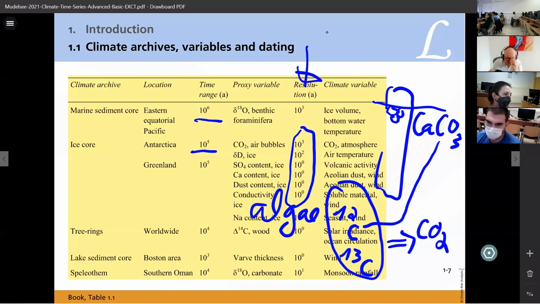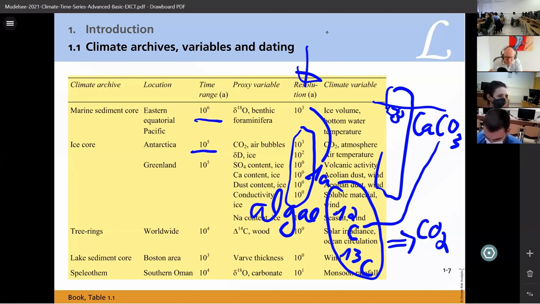Depending a bit on what machine you have and what variable you measure, you can have resolutions up to 1 year. 10 to the power of 0 is 1. 1 year, this is a factor of 1,000. Therefore, you can retrieve high, fast variations in time from the ice cores. You can't see those with marine sediment cores.